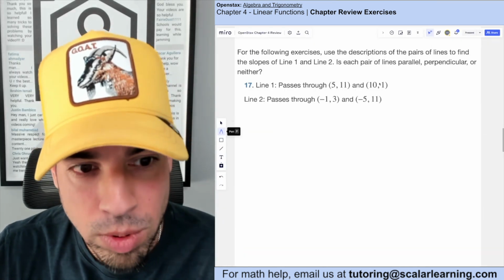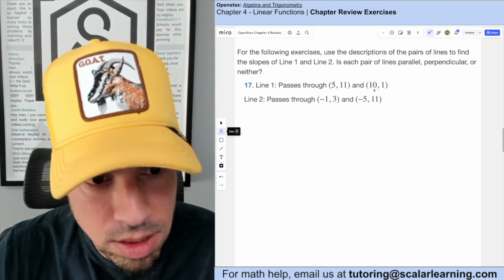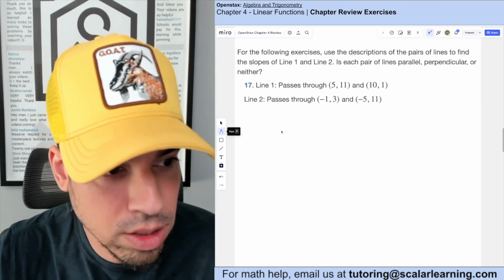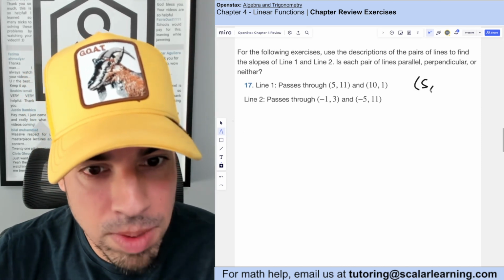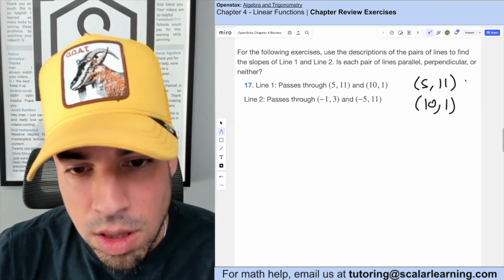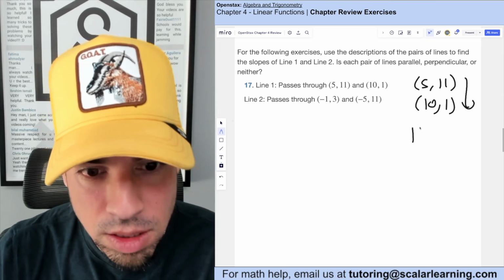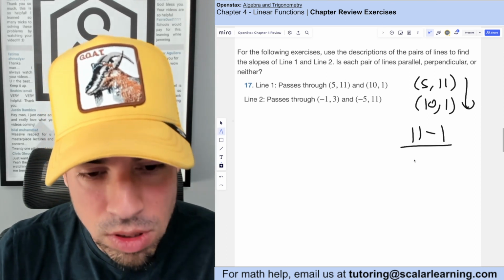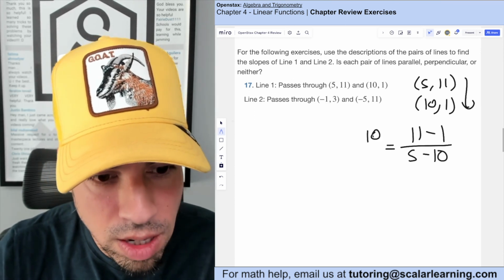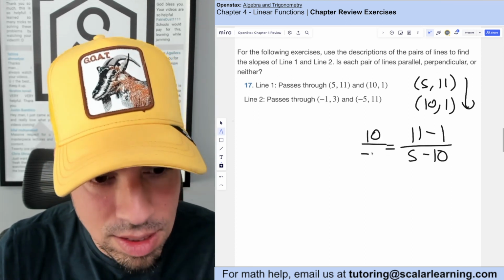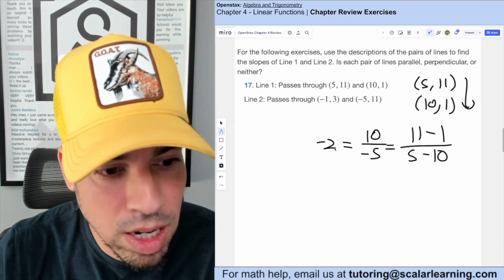So for this exercise, we're going to calculate the slope of both of the lines and then see if the two lines are parallel, perpendicular, or neither. So again, for line 1, I'm going to stack the coordinates like so. Then I'm going to subtract down. First, I'm going to take the difference of the y values over the difference of the x values. This gives me 11 minus 1 is 10 over 5 minus 10 is negative 5. So this gives me a slope of negative 2.